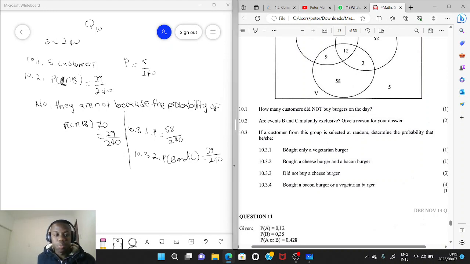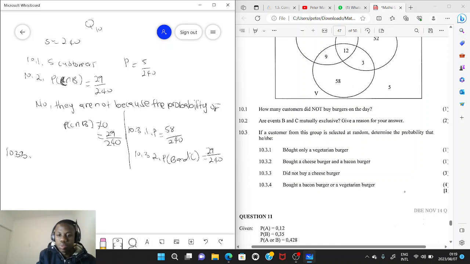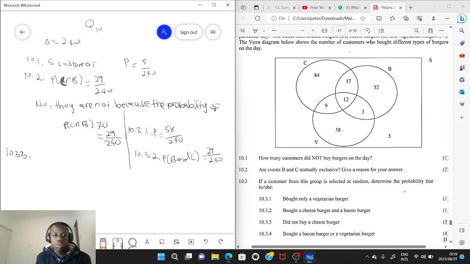Now, let's continue. Now we look at 10.3.3. So we want the probability of the customers that did not buy a cheeseburger. That did not do what? That did not buy a cheeseburger. So what are we going to do? We do not want cheeseburger. So everything which is in this, we are going to take everything which is not within this.